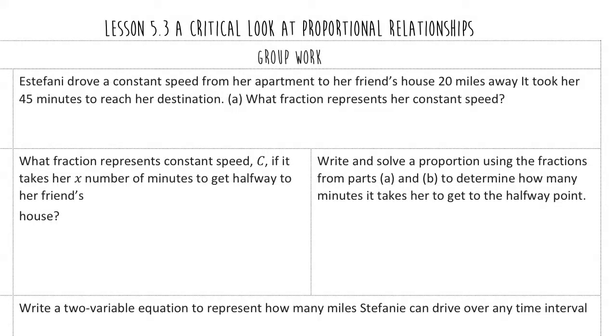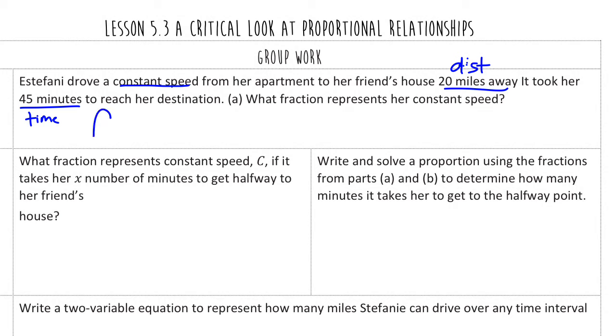Okay, so you are here to check the first part of question number 1. Excellent. Stephanie drove at a constant speed from her apartment to her friend's house, which is 20 miles away. That's a distance. It took her 45 minutes. That's time to reach her destination. What fraction represents her constant speed?